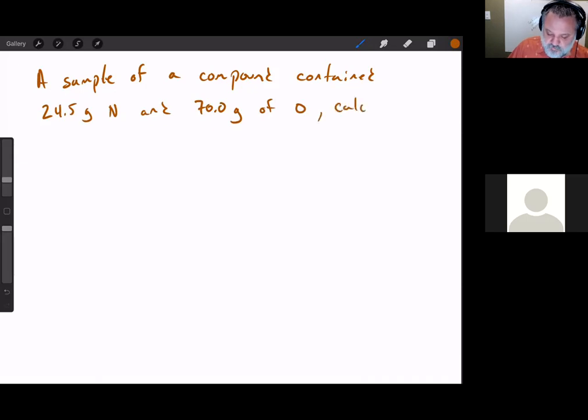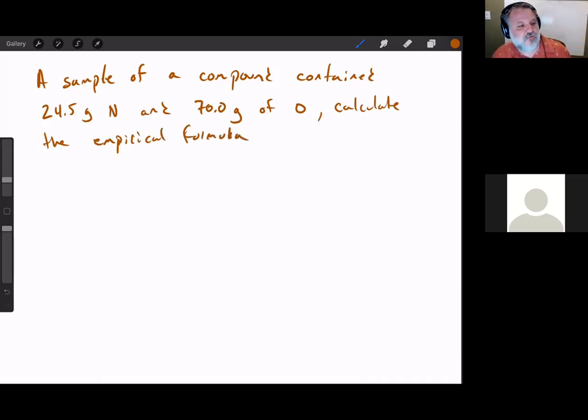Calculate the empirical formula. All right. So we want to calculate the empirical formula of the molecule. That means we want to figure out what X and Y are. The one thing we know about X and Y is that they're whole numbers, and we're going to work towards that.